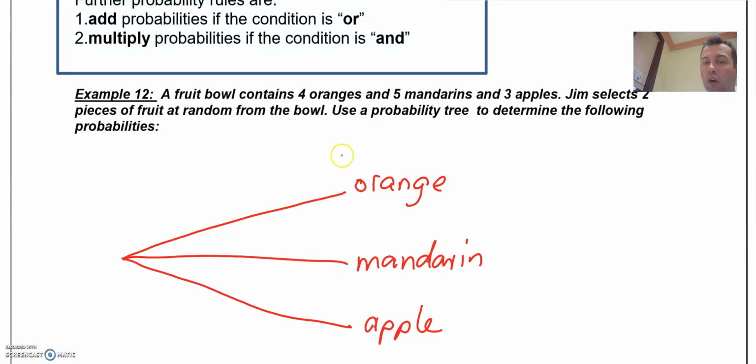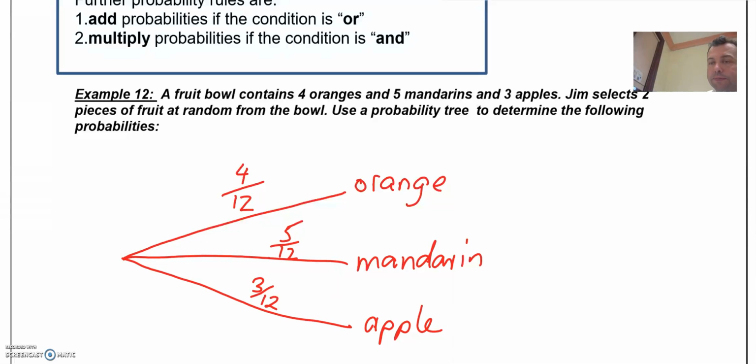Along each branch, I need to say what the probability of following that branch is. Well, probability of an orange, there are 4 out of 12. You may simplify that, but for the time being, I'm okay with 4 out of 12, and 5 out of 12 here, and this one here, 3 out of 12. Just makes it easier to see. They all add up to 12 out of 12.